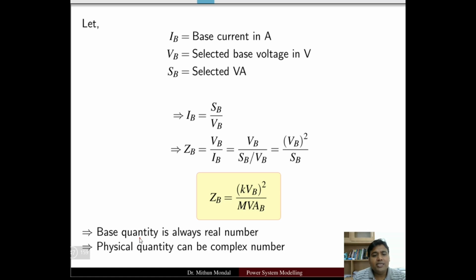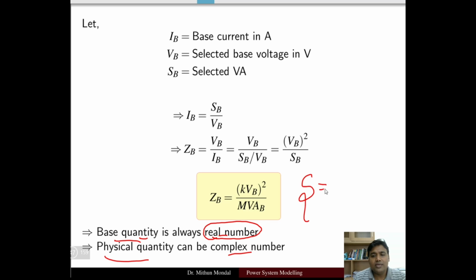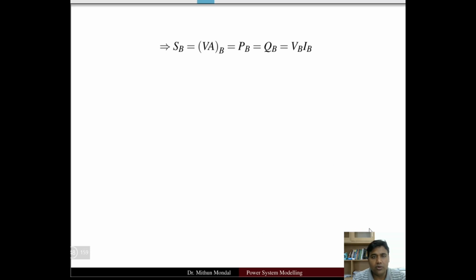So base quantity is always a real number. Whenever we are taking any base quantity, we should know that the base quantity will always be a real number. However, the physical quantity can be complex. Like suppose we are taking S. So S is equal to P plus jQ. So this is a complex quantity. So the actual complex power is complex in nature. However, when we take SB, then it will be a real value. It will be a real value that we are going to look at.